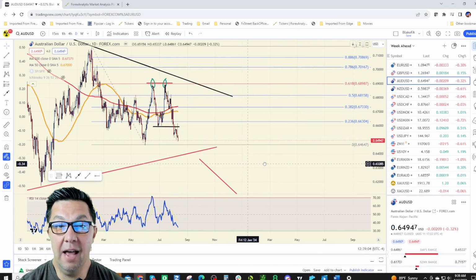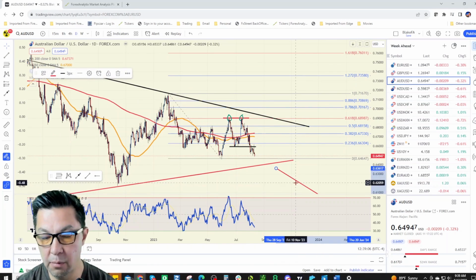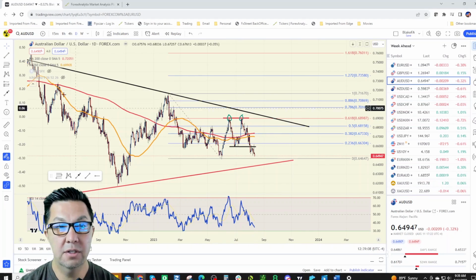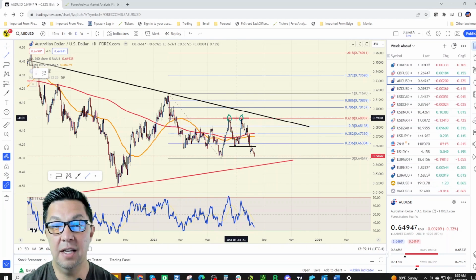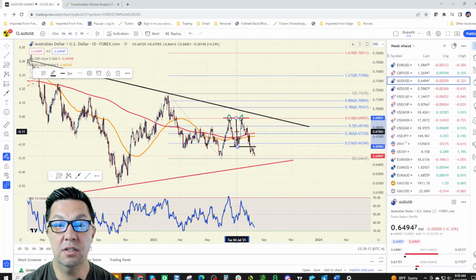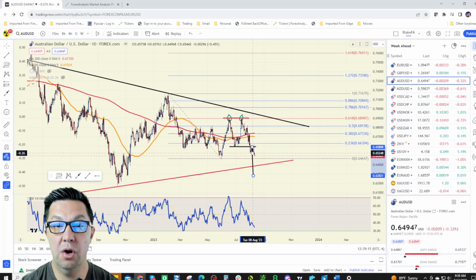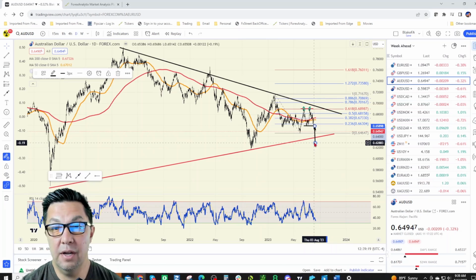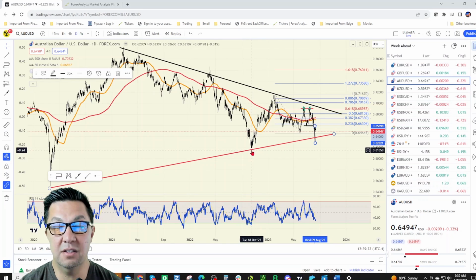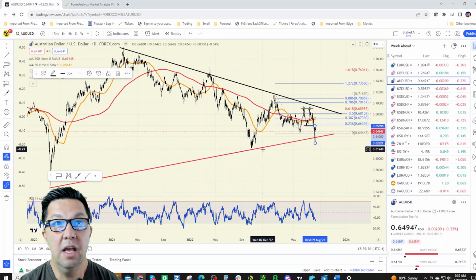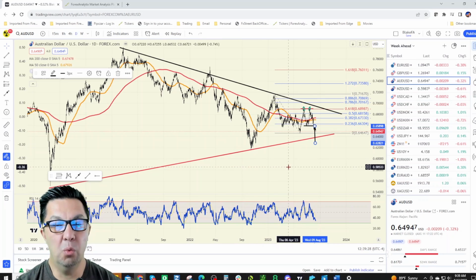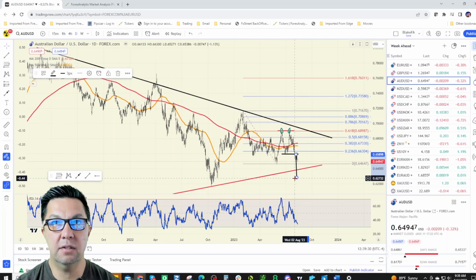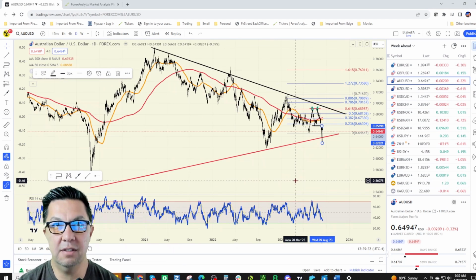Now, we had discussed last week, if you don't recall, that we have a double top. So a double top extension takes us well below 64 cents. So here's the thing. If we break down, could we very easily trade down to 63 cents? Could we very easily test the 61.50? We sure could.